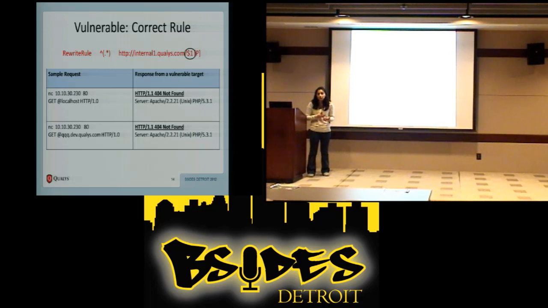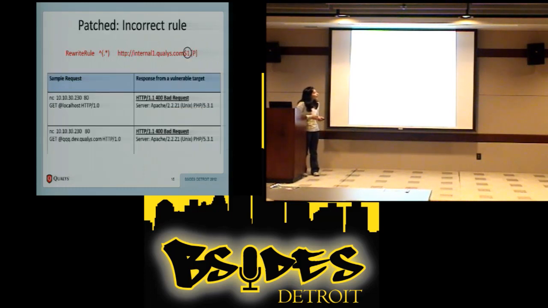All right. Okay. So now we still have the proof of concept. We know how a vulnerable target with an incorrect rule responds back. Let's see what happens if we correct the rule and the target is still vulnerable. We're sending the same request to our vulnerable host, and when you send the request get@localhost, it comes back with a 404 not found response code.